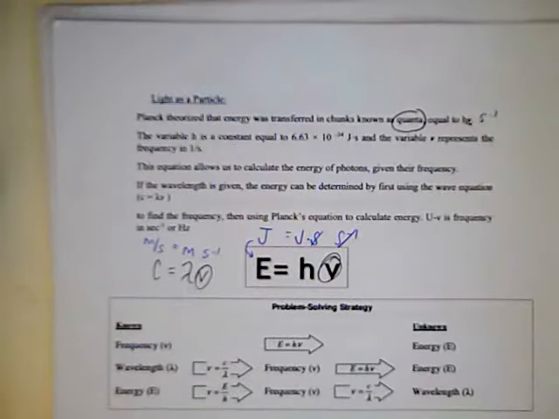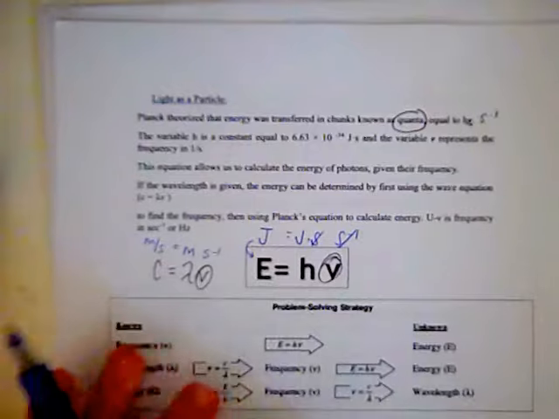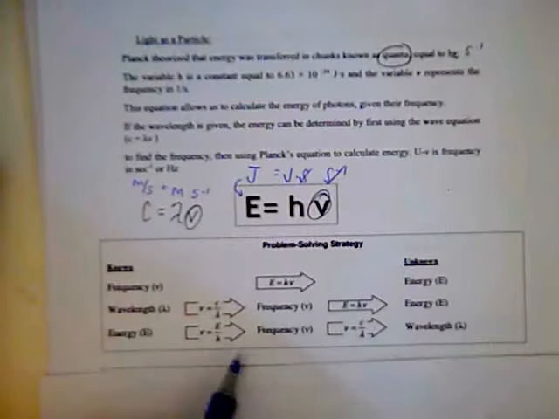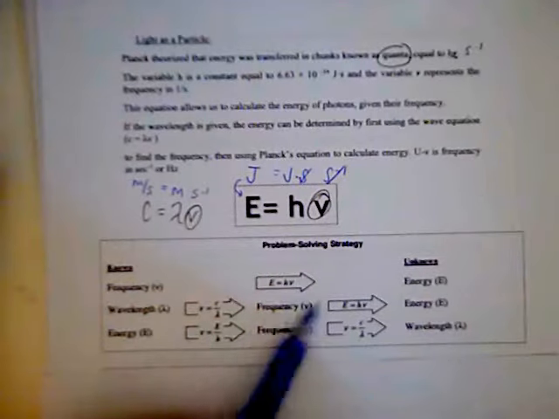So there are lots of different ways you can rearrange E equals Planck's constant times nu to find different variables. You don't have to use this problem-solving chart. I thought it was a nice little tool. But if you want to use this first and then this, or you just need to use this, depending on the problem, you can go back to this chart and see which equation you can use and how it's arranged.